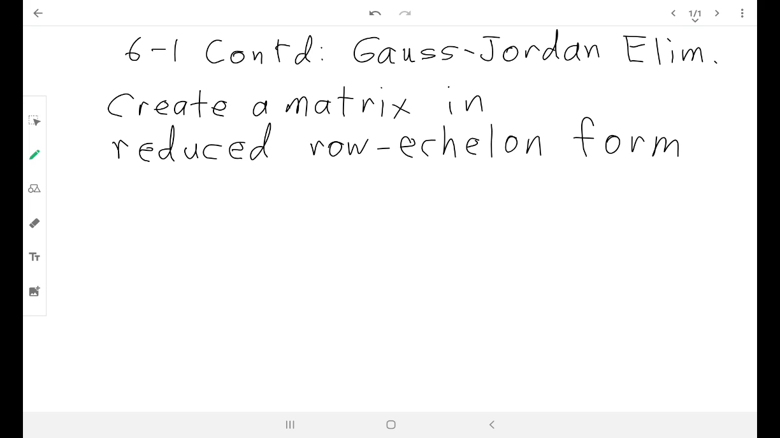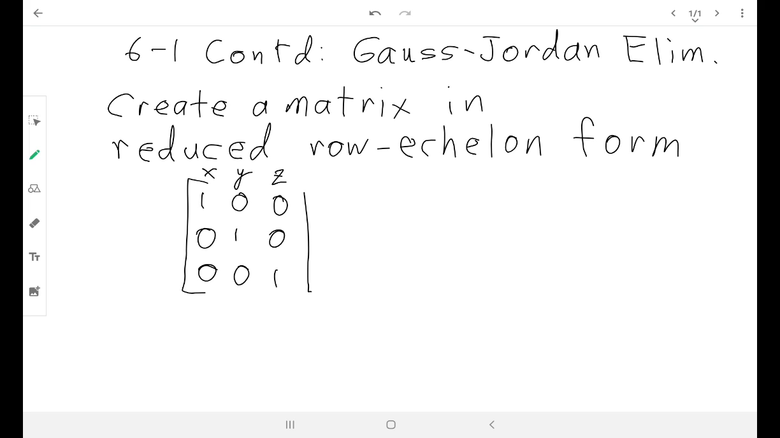And so row echelon form was ones on the diagonal and zeros underneath, and then we didn't really worry about the rest. Reduced row echelon form instead is going to look like ones on the diagonal and zeros everywhere else on this part of the augmented matrix, on the X, Y, Z column part. And then the answer part will still have numbers for it.